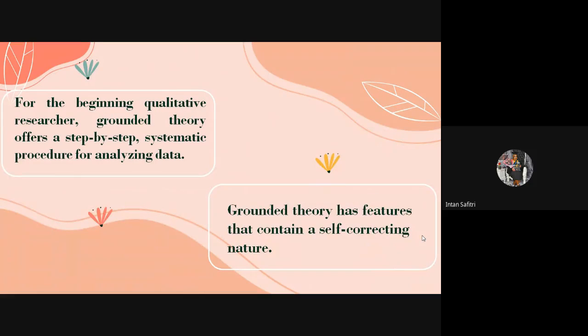For the beginning qualitative researcher, grounded theory offers a step-by-step systematic procedure for analyzing data. By this procedure, it might be helpful to students when they define qualitative studies before the faculty commits. And grounded theory has features that contain a self-correcting nature. It is based on analyzing one set of data, and the researcher obtains direction from the analysis for the next set of data. Next.